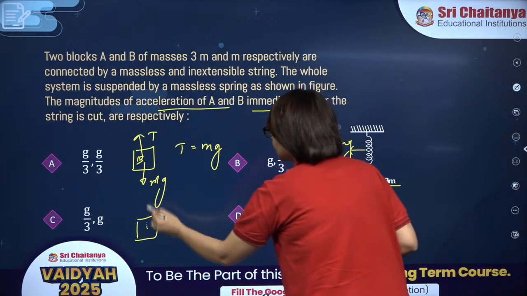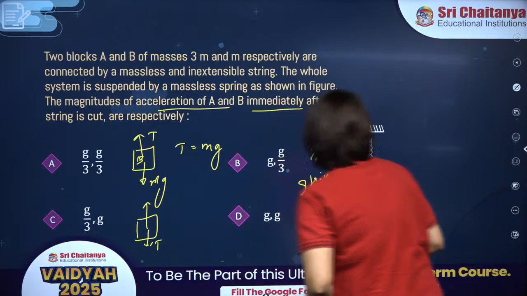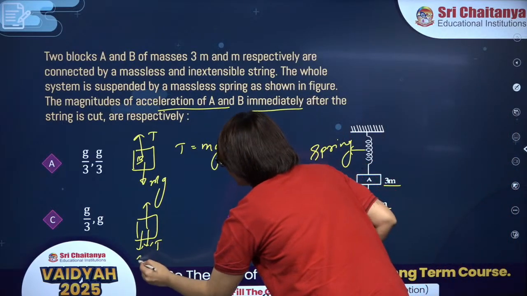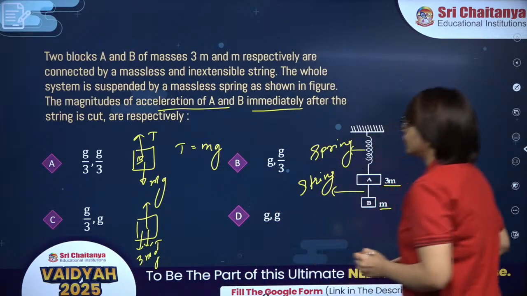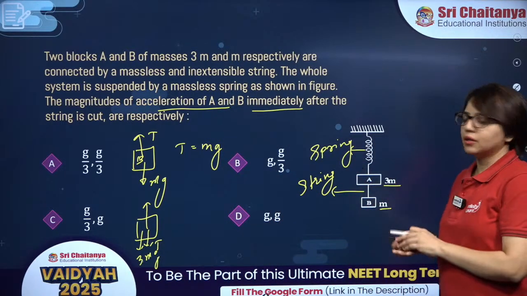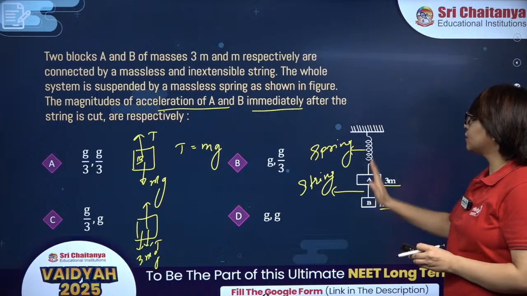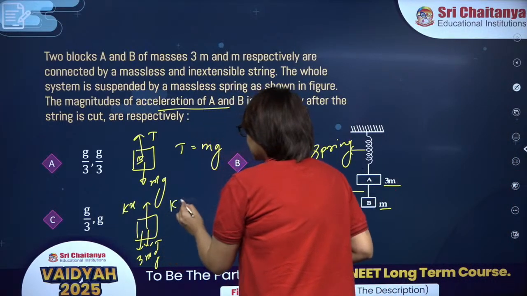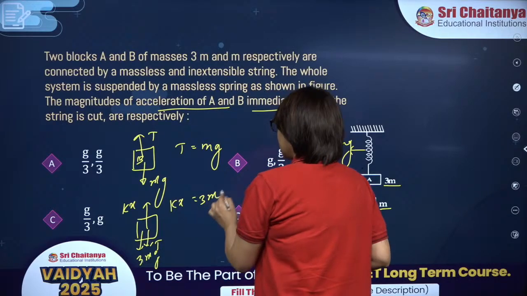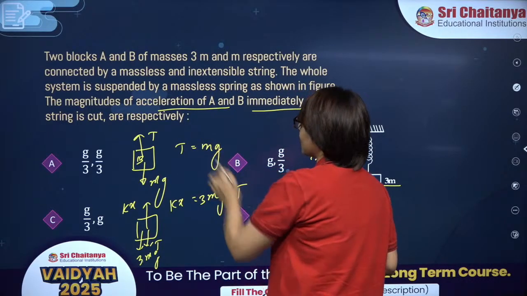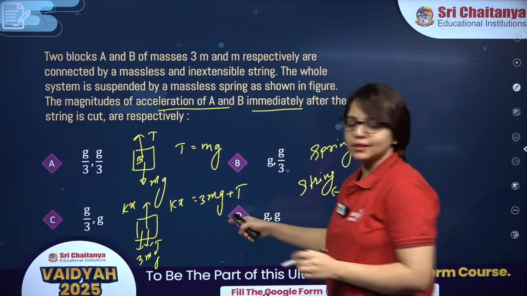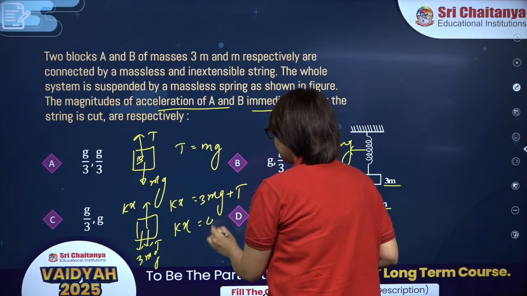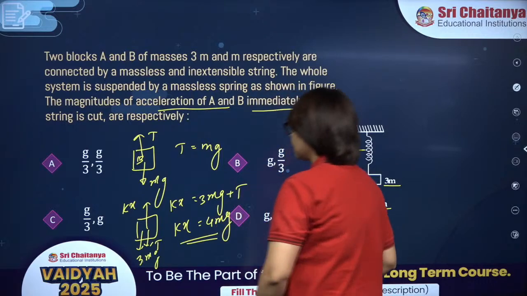So the string will try to pull this block A in the downward direction with tension T, and it has 3mg gravity in the downward direction. And the force over here is Kx, provided by the spring in the upward direction. So Kx is balanced by 3mg plus tension, but tension is balanced by mg over here. So Kx is nothing but 3mg plus tension, which is 3mg plus mg, 4mg. This is what we have so far.